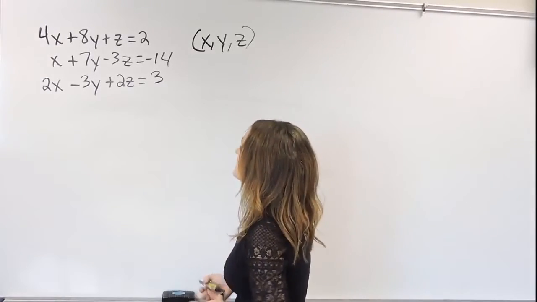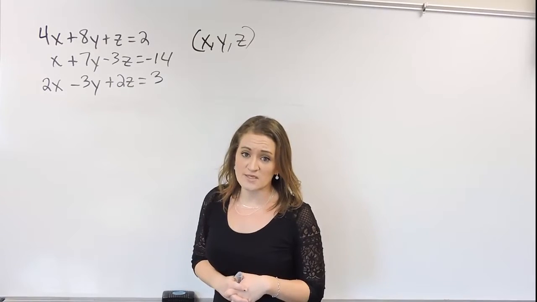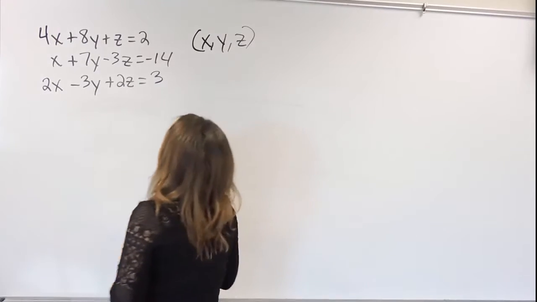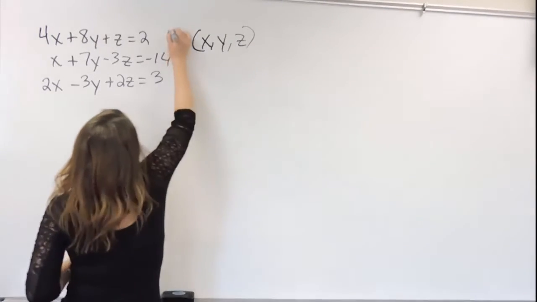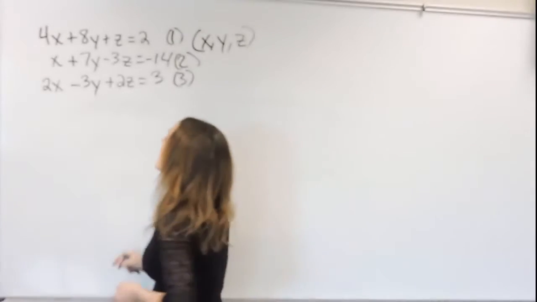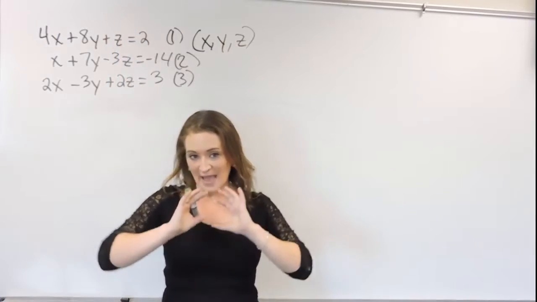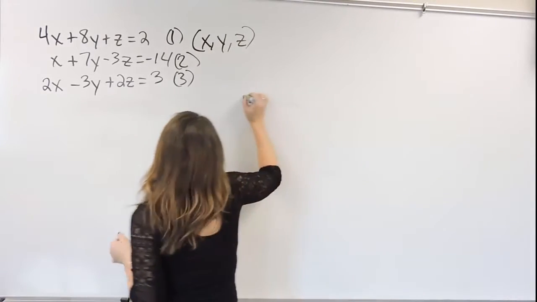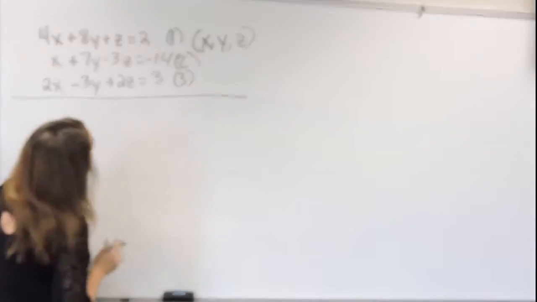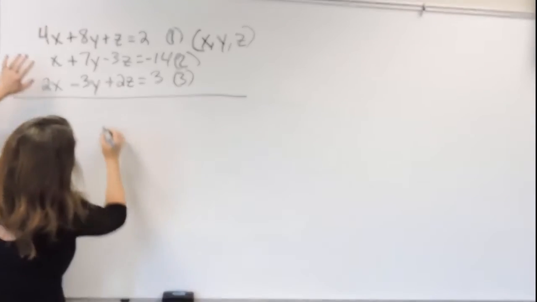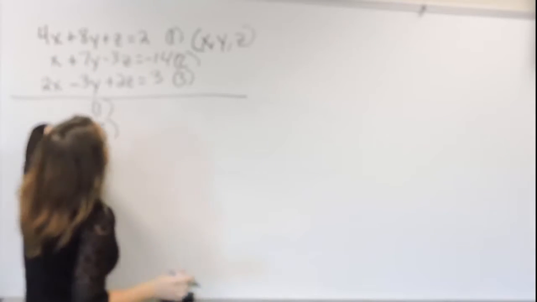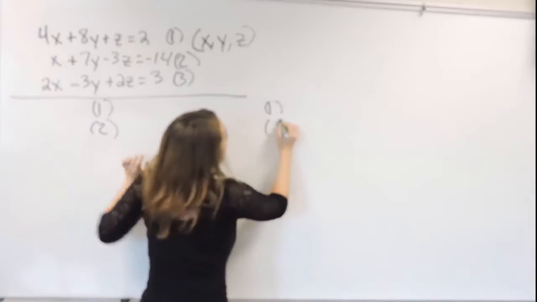Now, because there's a lot going on with this one, I always recommend that you keep your work neat. I like to label the equations 1, 2, and 3. Typically I use equation 1 as a control equation. We need to use the elimination method to solve this, and we're going to do a couple of cases of elimination. We're going to eliminate between equation 1 and equation 2, and then between equation 1 and equation 3.